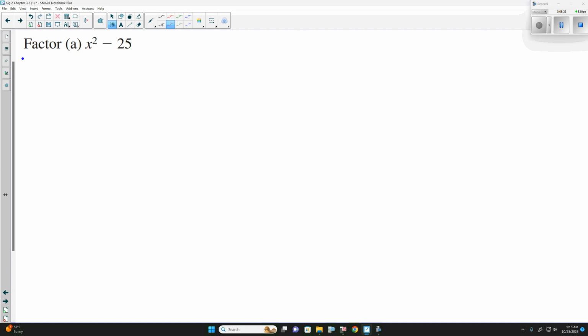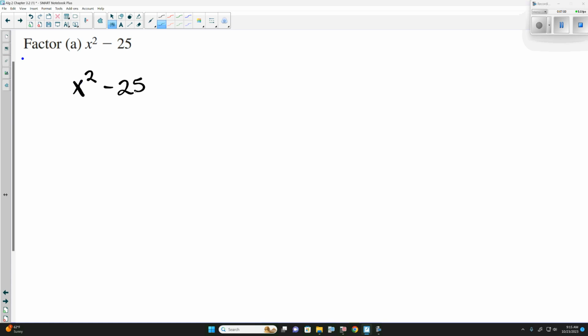Well, the only thing is, if there's a greatest common factor, we might have to pull it out before it'll work. But let's look at this first one here. We want to factor x squared minus 25. So obviously this is a difference of perfect squares, otherwise it wouldn't be included.